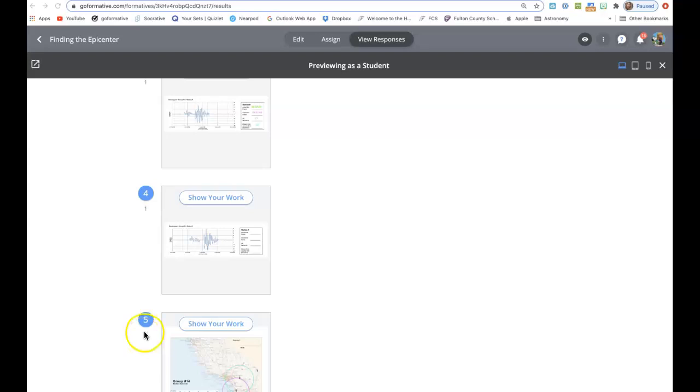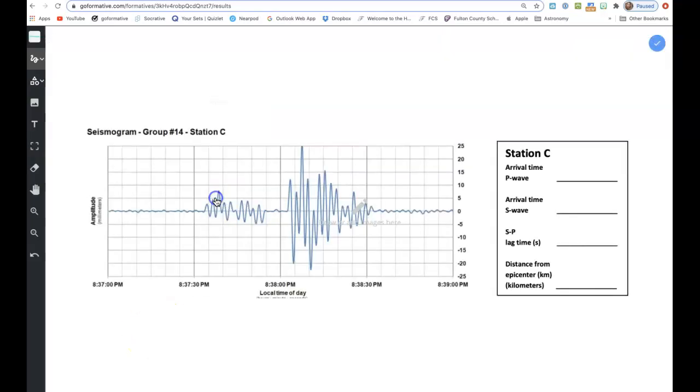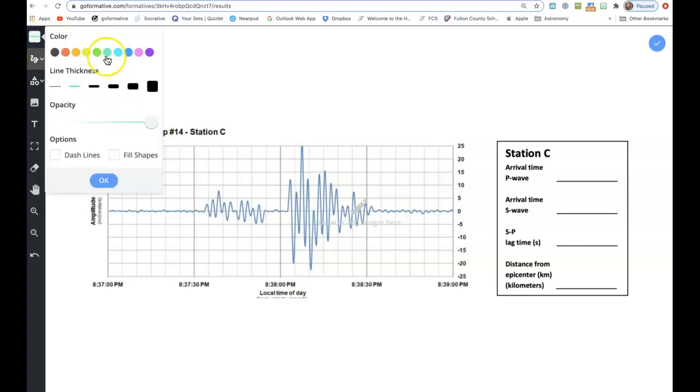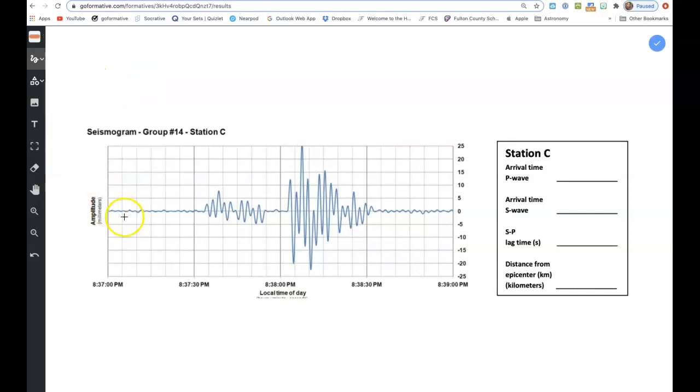Okay, now let's work through station C, our last station. Just like station A and B, we need to estimate the arrival of the P wave and the S waves and then determine the lag time. So I'm going to pick a color. Here we have noise, and then we're looking for a jump in the amplitude, and I'd say it happens about right there. So I follow that down to my timeline, and then I'm going to estimate what time that occurred.